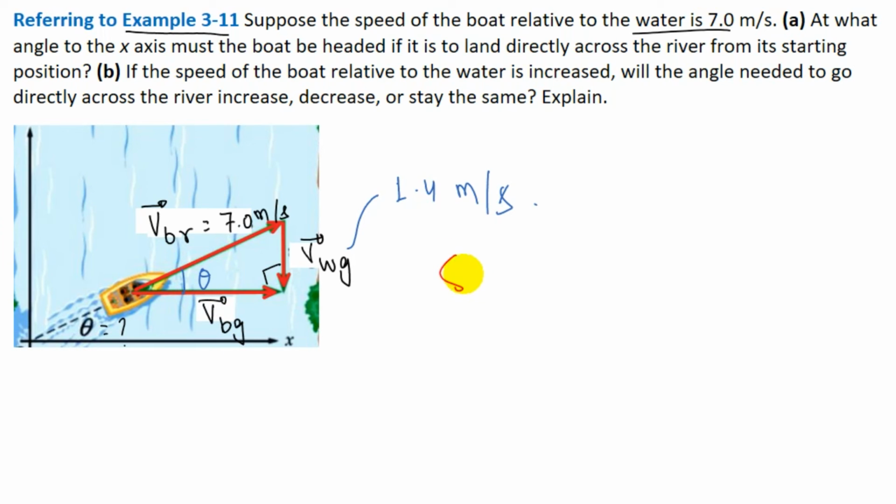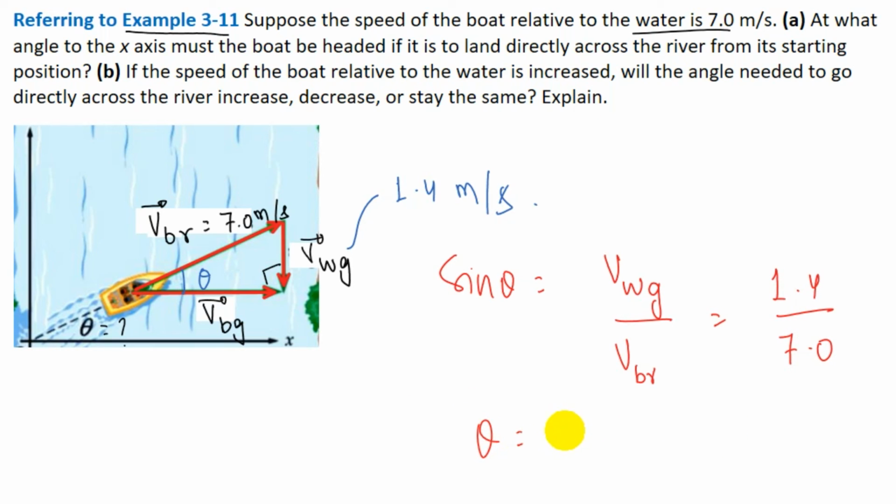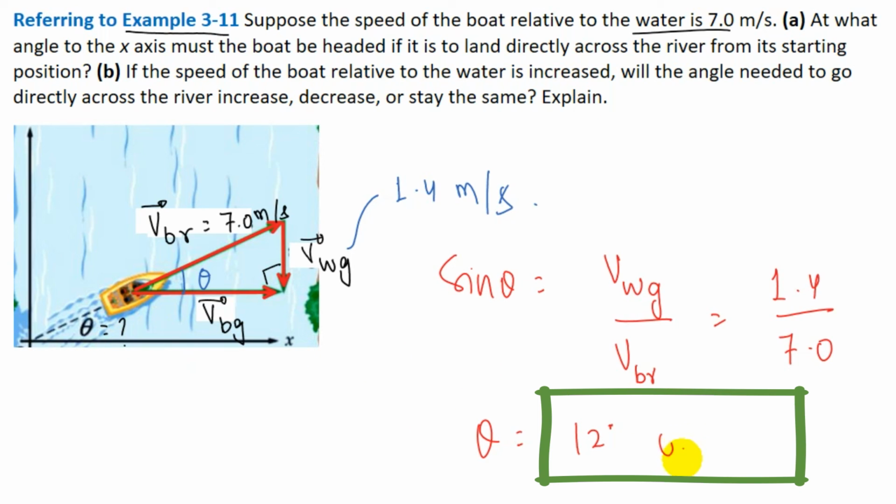Now from here we can write that sine theta is VWG over VBR. Perpendicular over hypotenuse: perpendicular we have 1.4 and hypotenuse we have 7.0. We can solve it for theta, and theta comes out to be 12 degree, and this is 12 degree upstream because it's above the x-axis, so it is 12 degree upstream. So this is the answer for the A part.